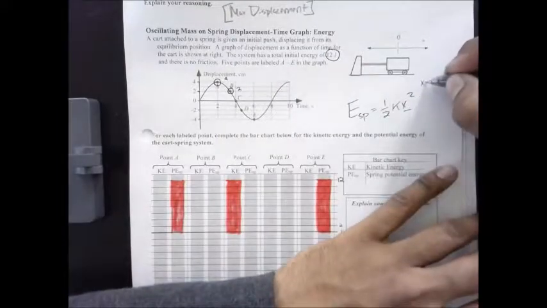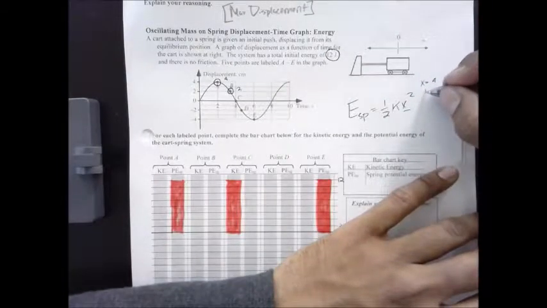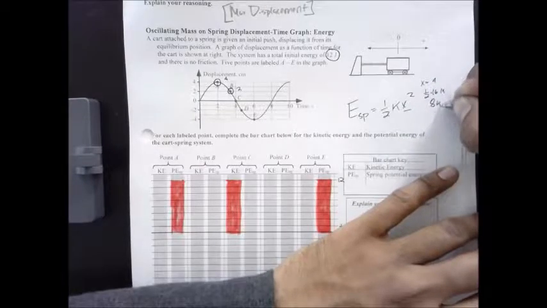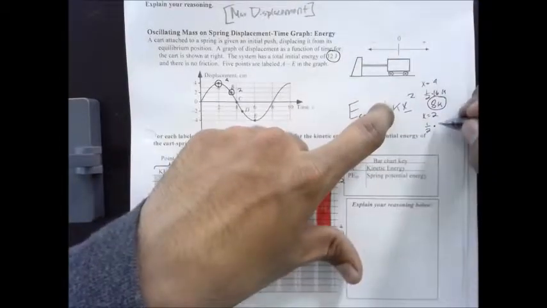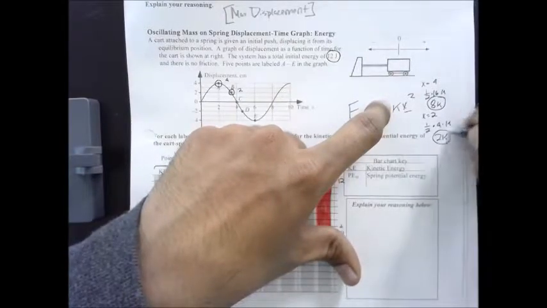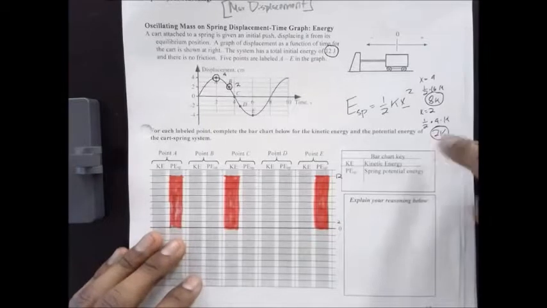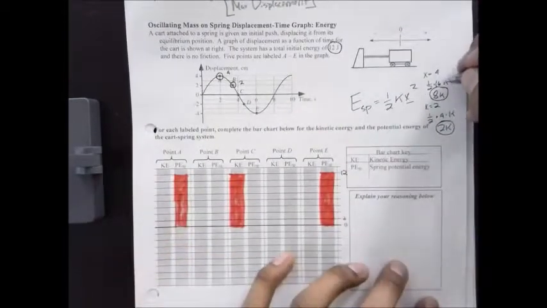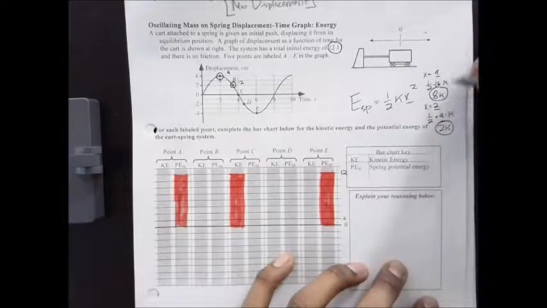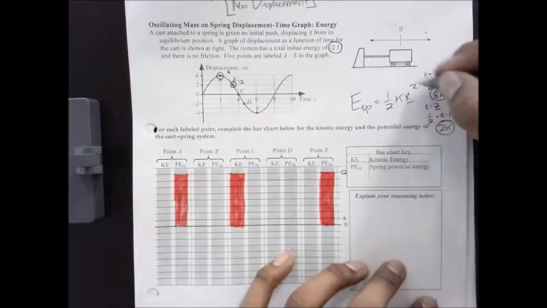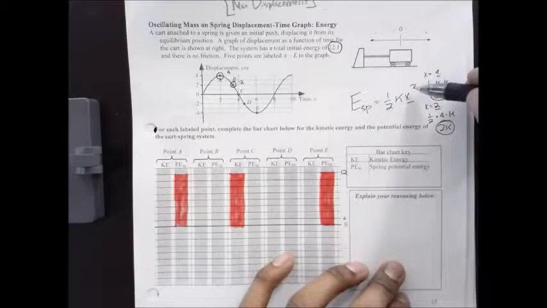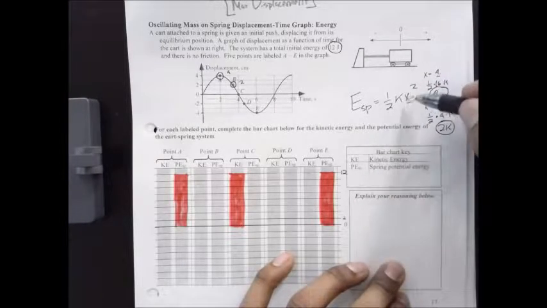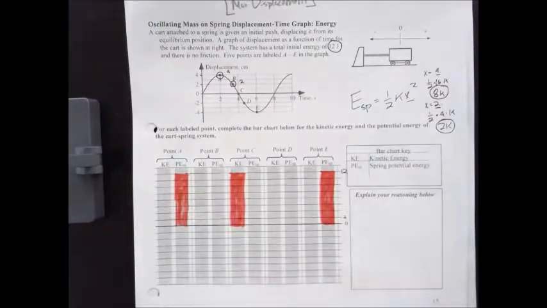Let's see. If x is equal to 4, then we have 1/2 times 16k, which is 8k of potential energy. Now when x is equal to 2, we have 1/2 times 4 times k, which is 2k potential energy. So when the displacement is half of the max amplitude, we have a fourth of the total spring potential energy because of this squared. Displacement's 4, squared is 16, divided by 2 is 8. Displacement's 2, squared is 4, divided by 2 is 2. We know that we have a quarter of the potential energy.